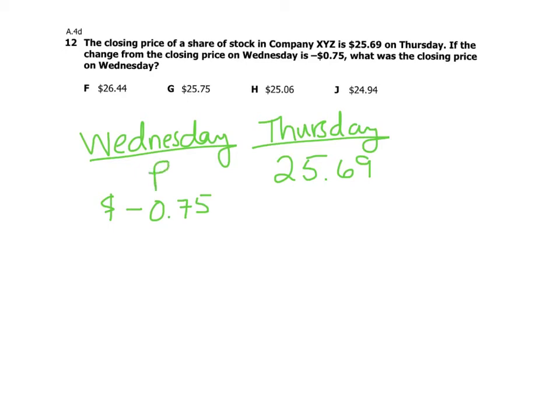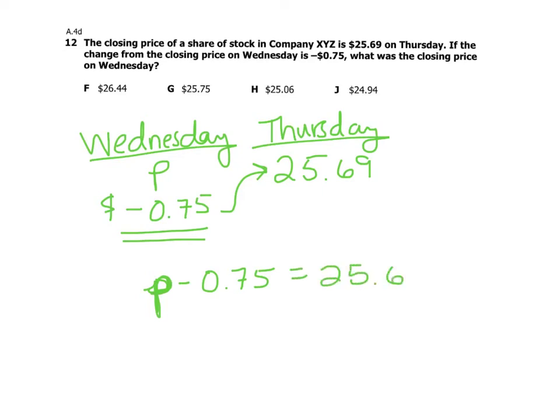So the price P on Wednesday went down 75 cents to result in the price from Thursday. And the reason this was such a difficult question for us was that you're either adding or subtracting, and both answers are there. And that's why it makes it more difficult. If you mapped it out like I did, you should recognize that we are saying the stock price, that's a P, went down 75 cents, giving us a price of $25.69.